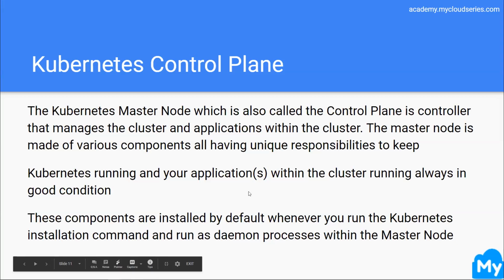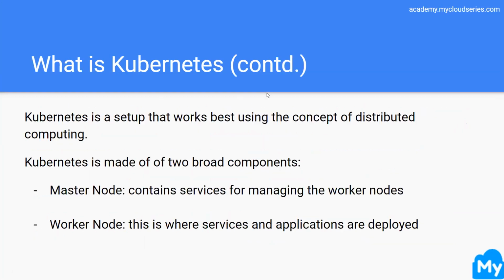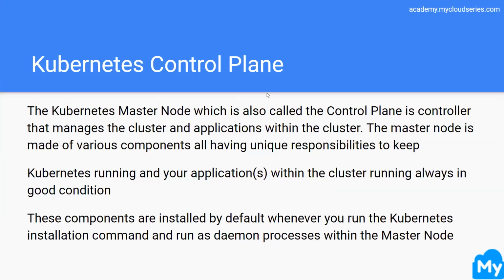All right, sorry for that break. So we have the master node and the worker node. We'll start talking about the components individually. First, we'll start with the master node. Now, the Kubernetes master node, which is also called the control plane, is the controller that manages the cluster and applications within the cluster. The master node is made up of various components, all having unique responsibilities to keep Kubernetes running and applications within the cluster running always in good conditions. These components are installed by default whenever you run the Kubernetes installation command and run daemon processes within the master node.